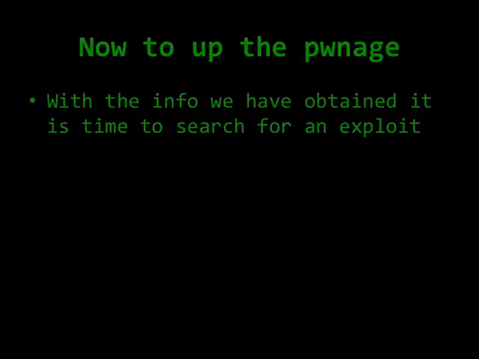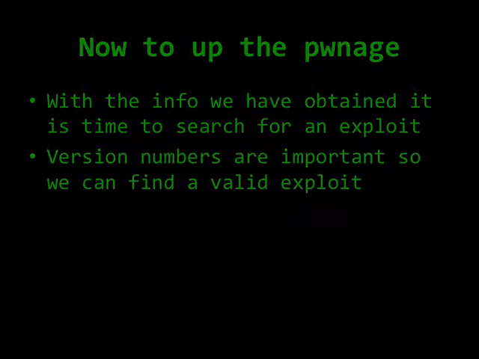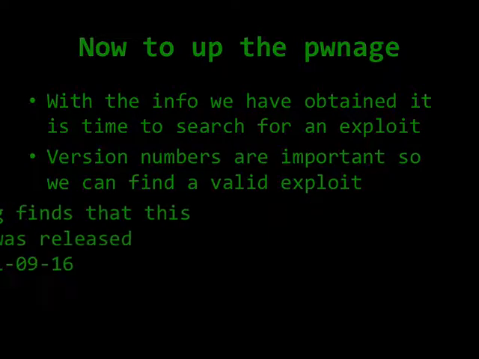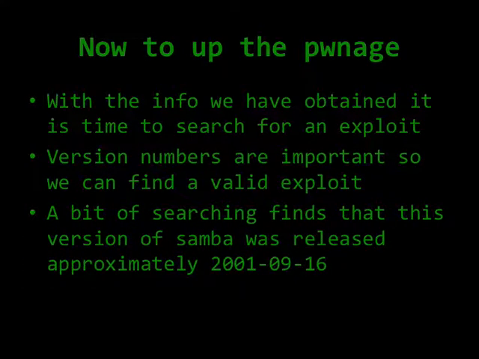Now to up the ante. With the info we have obtained, it is time to search for an exploit. Version numbers are important so we can find valid exploits. It's important to know when your version of software that you're attempting to exploit was released, because as you'll see later, exploits also have a disclosure date. So if you get a version that's after that disclosure date, more than likely that exploit won't work anymore until it's been patched out. A bit of searching finds that this version of Samba was released in approximately 2001, that year, that date there.